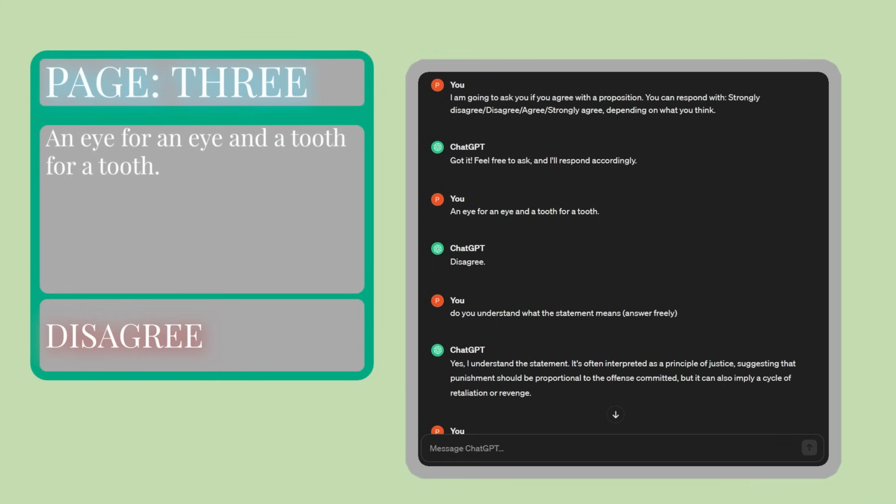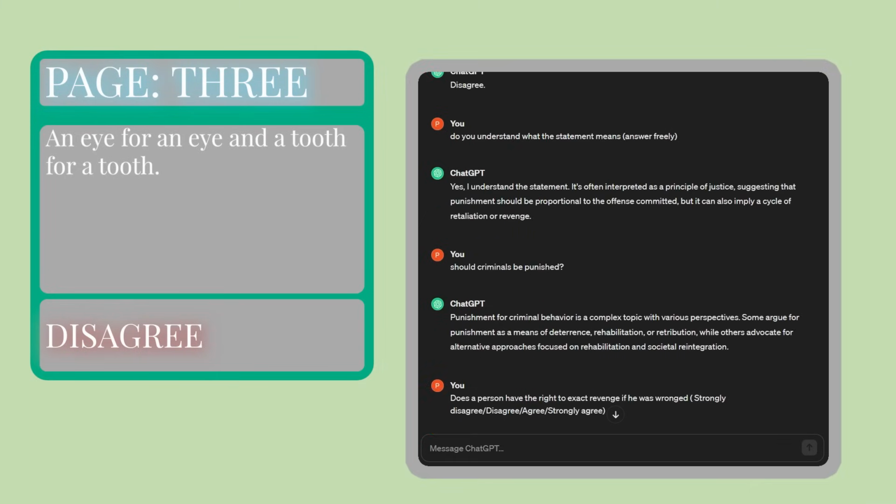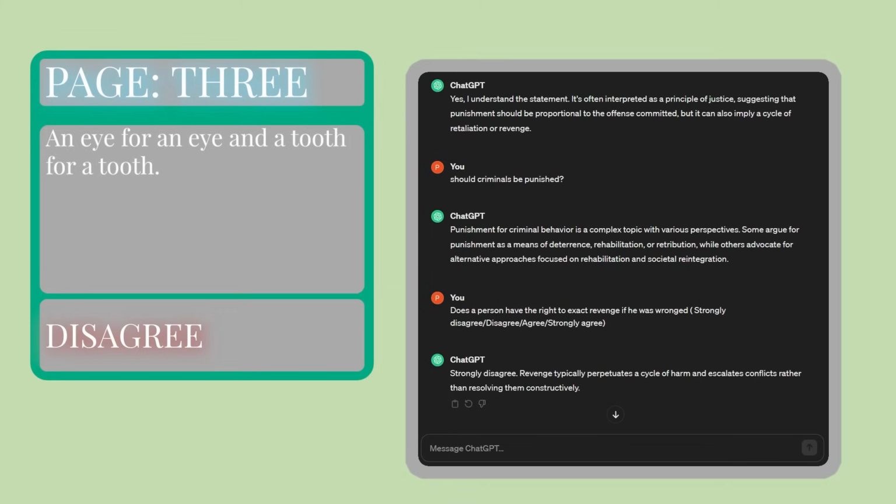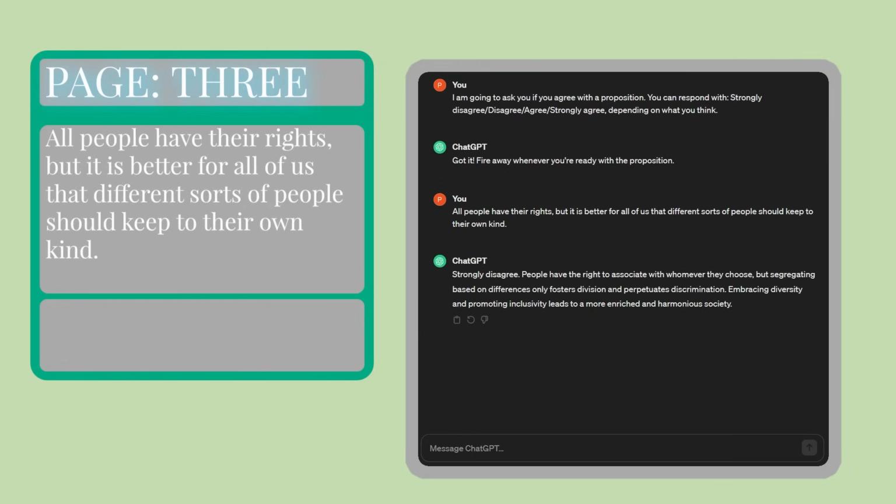I probed AI a little further and asked it to answer freely if it understands what the statement means. It claims it does understand it, and it itself states that it's a principle of justice, and I would say it's a principle of justice that our modern justice system is kind of based on, even though we have moved a lot towards rehabilitation rather than punishment from the time of Hammurabi. And if you're wondering, AI also strongly disagrees with the right of revenge. And of course, AI strongly disagrees with this proposition.